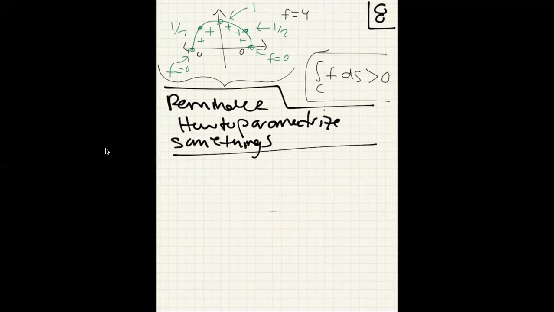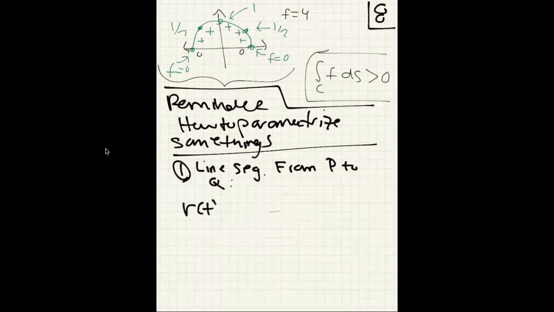So the first one is a line segment. A finite line segment from point P to point Q. If you remember, what you can do is write R of T equals P plus T times the displacement vector P to Q. This is from a long time ago. And then you're going to want your T value to range between 0 and 1. This is a very important piece.